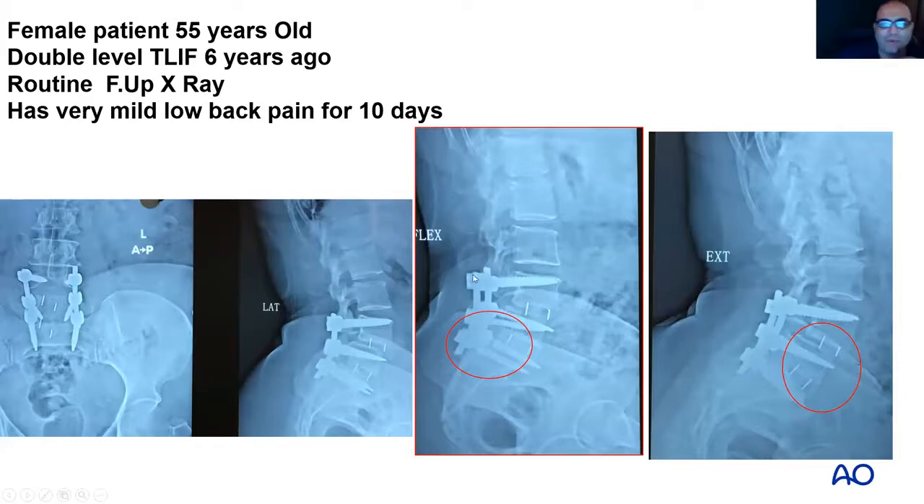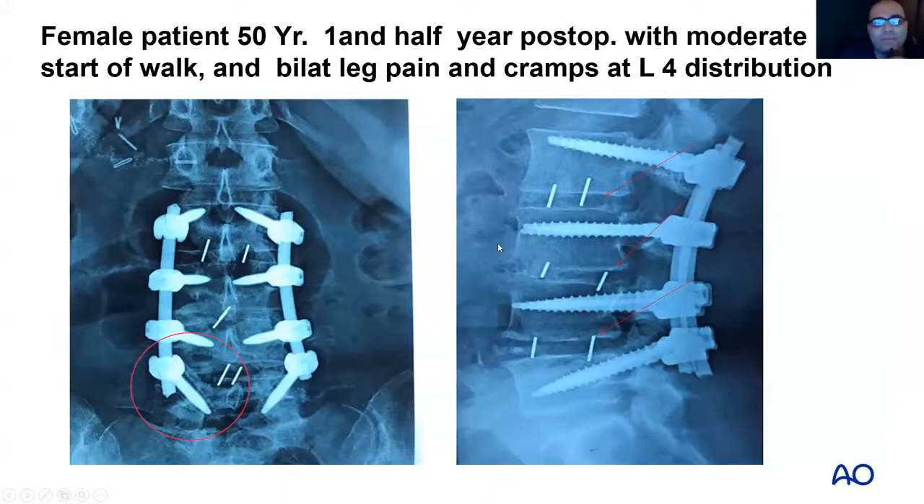and L5-S1. Another case presented to me, a 50 year old female, 1.5 years after surgery for this 3-level interbody fusion. We can see some loosening, some halo around the screws at L5, and different types of cage subsidence at the L3-4, L4-5, and L5-S1 levels. The complaint for this patient was only cramps and radiculopathy in the L4 distribution.